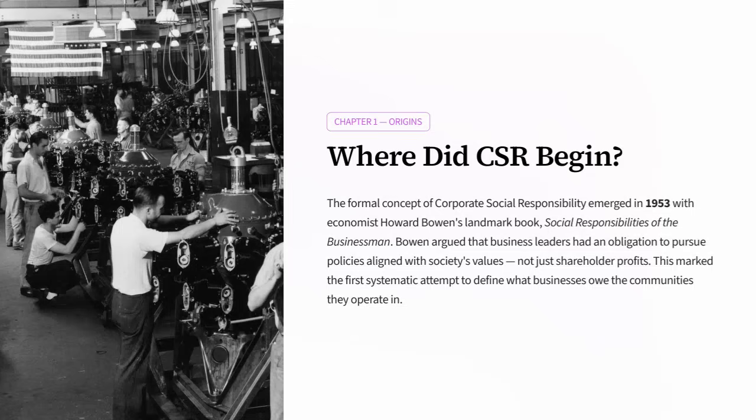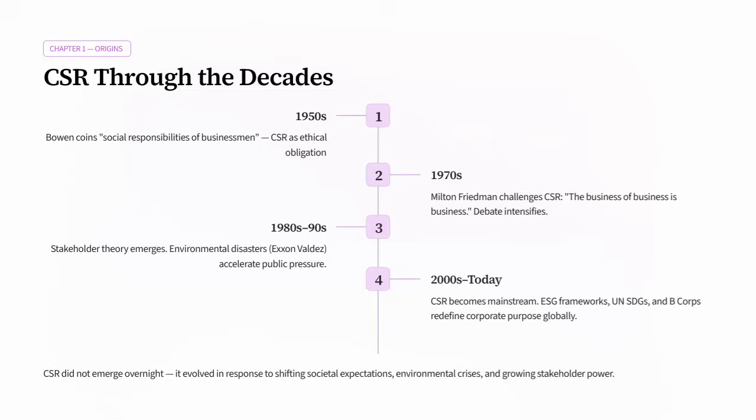This chapter begins with a foundational question: where did corporate social responsibility come from? The formal concept emerged in 1953 through economist Howard Bowen's landmark book, Social Responsibilities of the Businessman. Bowen's central argument was that business leaders have responsibilities beyond generating profits. Their decisions should also reflect society's values and consider the communities where they operate. In that sense, his work was the first systematic effort to define what businesses owe to the broader public, not just the shareholders.